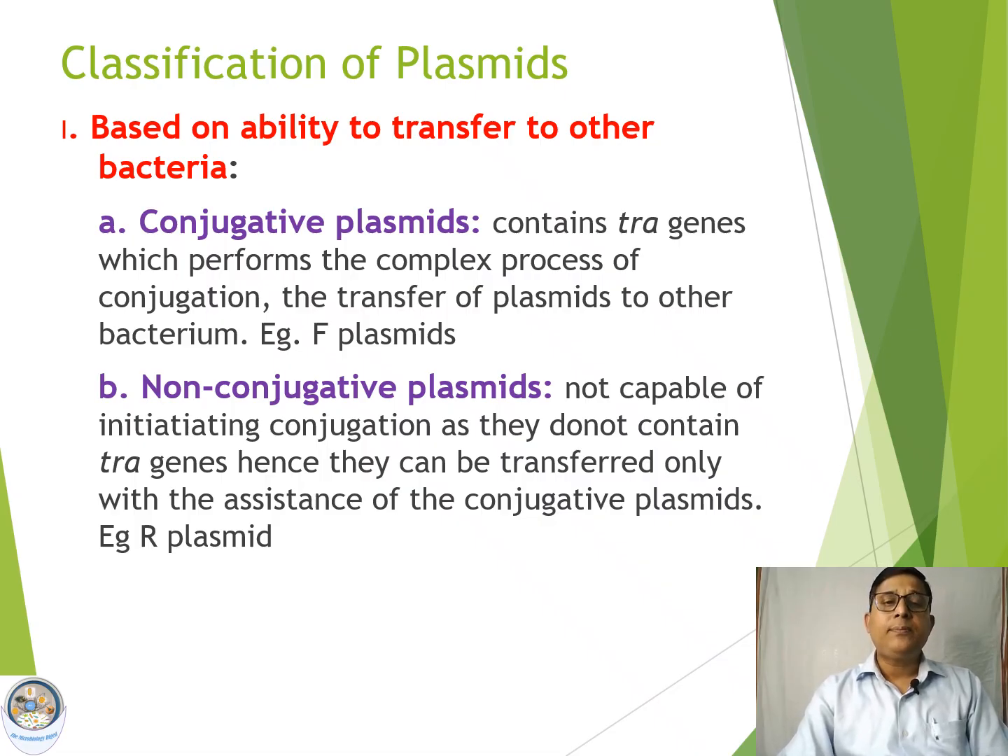The second type is the non-conjugative plasmids. They do not contain tra genes, so they are not capable of initiating a conjugation. They can be transferred, but there is always a requirement of conjugative plasmids. An example of this is the resistance plasmid, or R plasmid. An example of a conjugative plasmid is the F plasmid, or fertility plasmid.